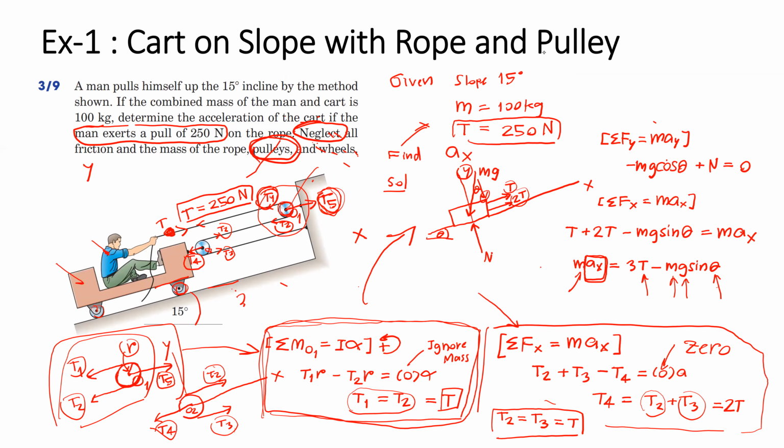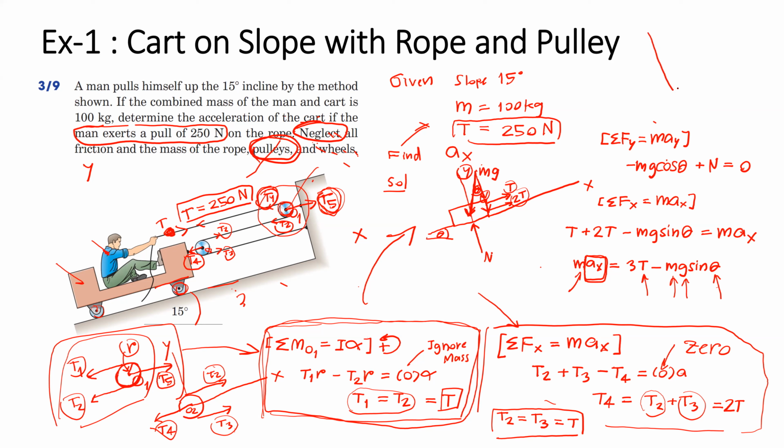Let me check Fy. It should be minus mg psi. Okay, this is mg. Mg is going downward direction. And this is in the y direction with the theta.